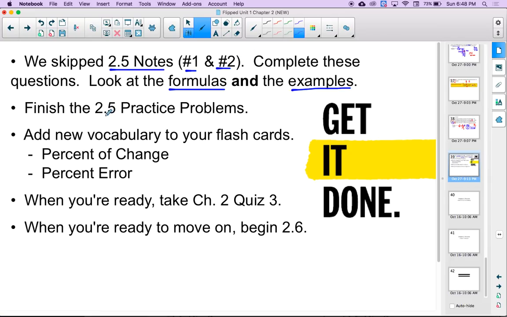After that, you're going to finish your 2.5 practice problems. There are not many of them. Make your new flashcards for percent of change and percent error. And when you're finished, we do have another quiz coming up, Chapter 2, Quiz 3. And after that, you can move on and begin 2.6.